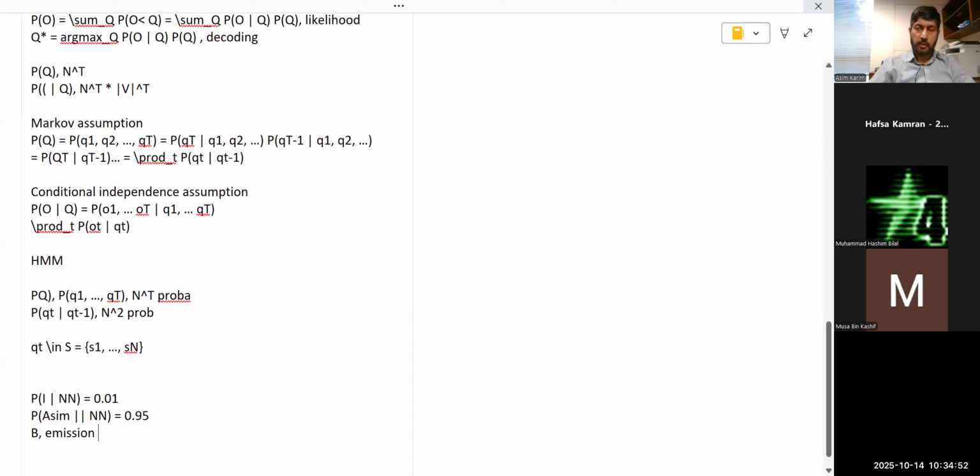So emission probabilities, okay, and they are captured in this matrix. What is the size of the matrix? V into N. You have N states, which come in as given, and the total words you have are V. And of course, summing over all the V's for a given state should be 1. So all these conditions are defined there.